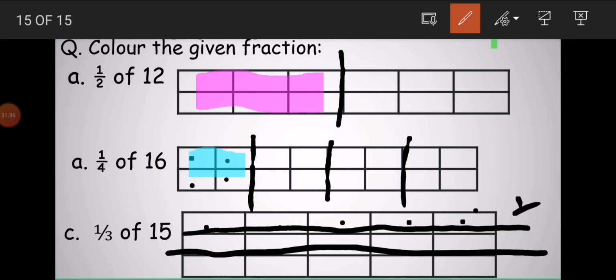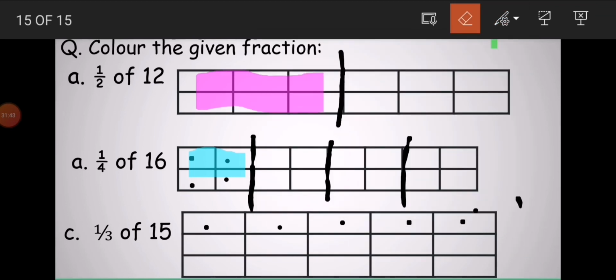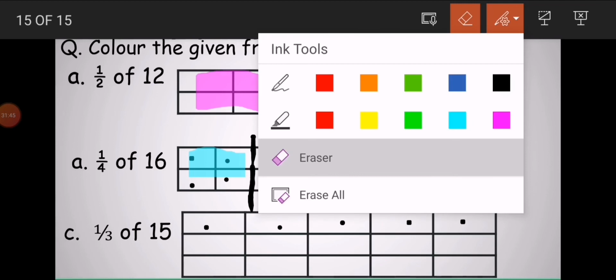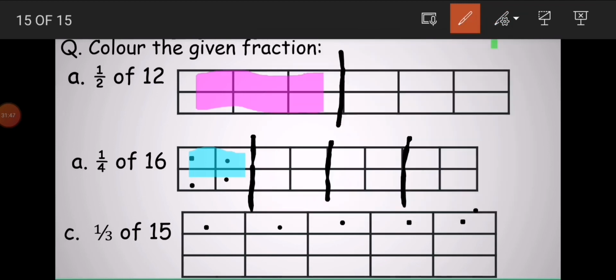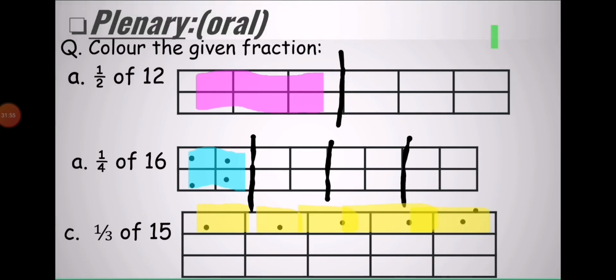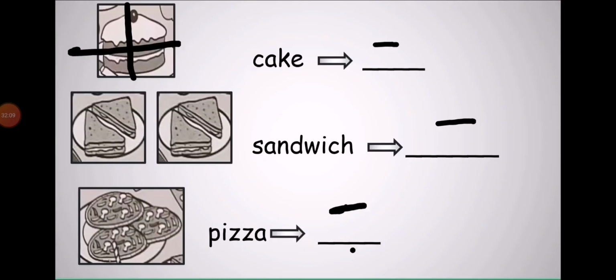So each side is 1/3. This is 1/3. This is 1/3. This is 1/3. And we will color only 1/3. So I am coloring the first one. This is the 1/3. So in that way, you can do this practice at home. Please do this extra work in your rough notebook. Draw some numbers, total number of boxes, then divide into half, into 1/4, into 3/4, 4 quarters, and enjoy the activity. Please do your guided assessment very carefully.